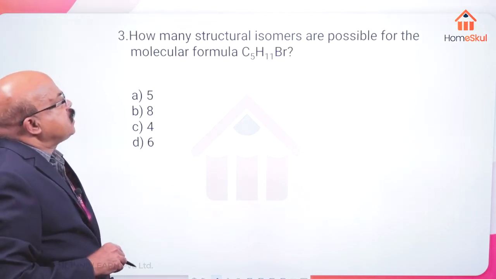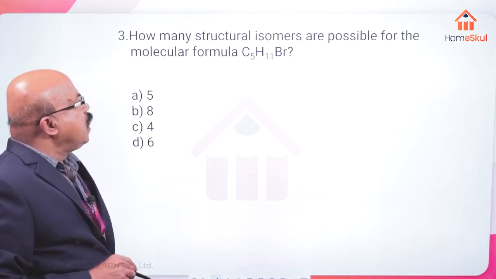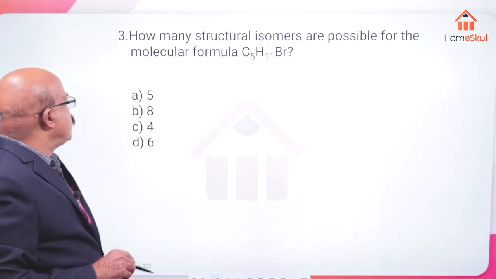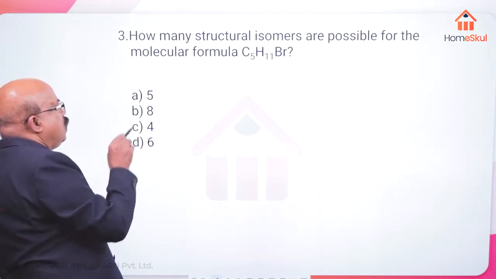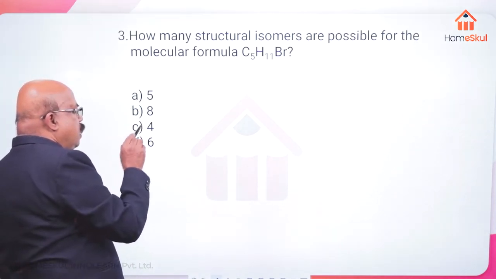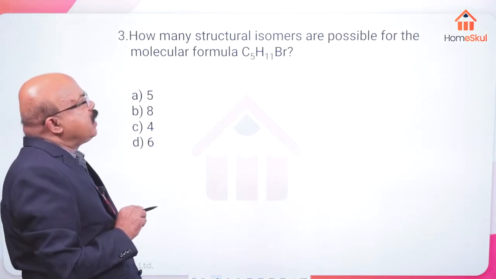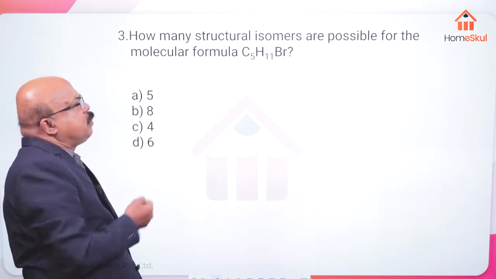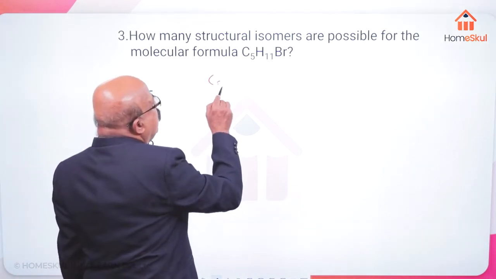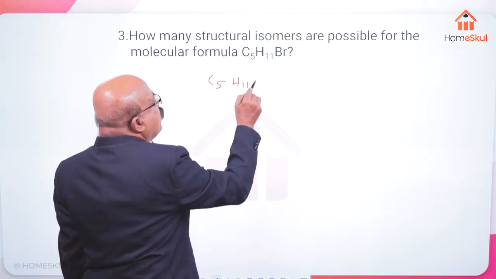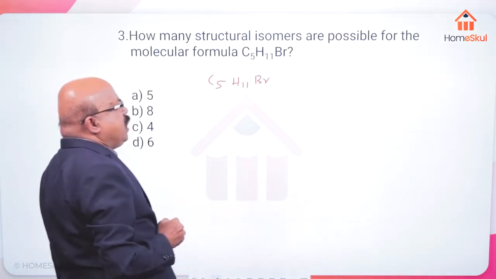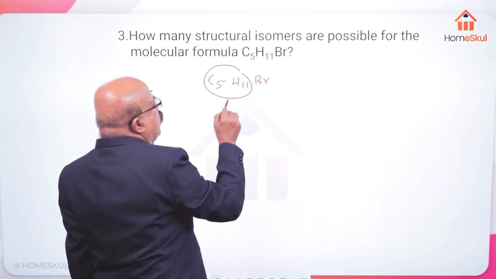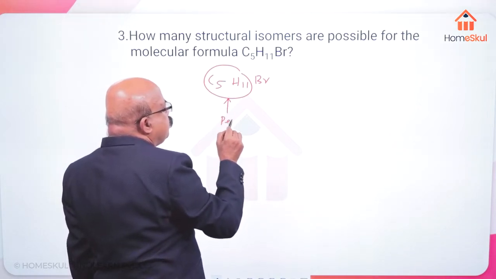how many structural isomers are possible for the molecular formula C5H11Br? Options A 5, B 8, C 4 and D 6. Here, how many structural isomers are possible? C5H11Br. C5H11 is pentyl group. This is the way to get the answer. It is pentyl group.